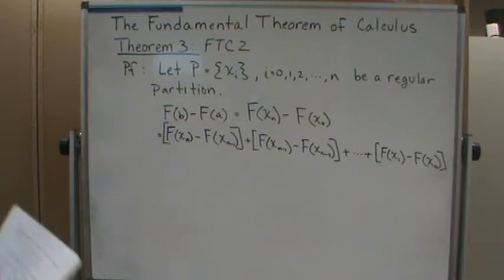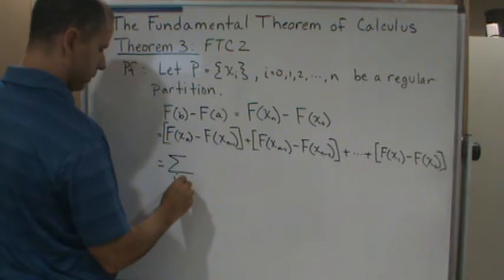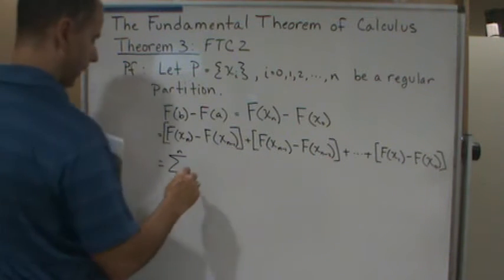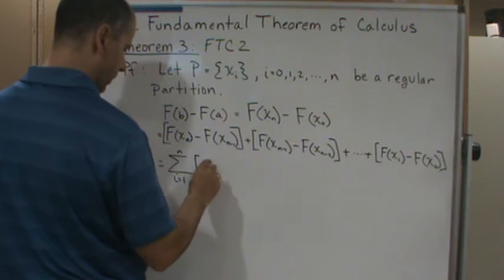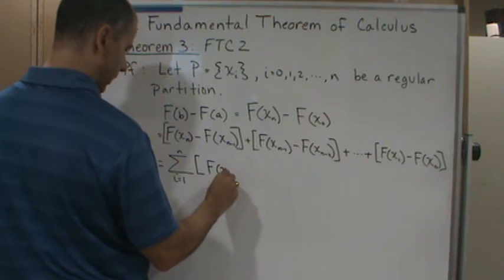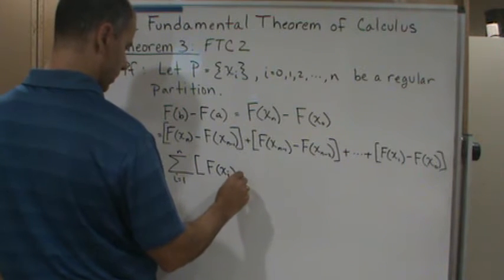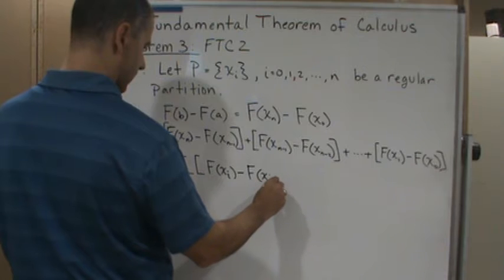So now what you're going to see is, I'm going to write this as a summation. I'm going to write this as the summation for i equals 1 to n of f of x sub i minus f of x sub i minus 1.